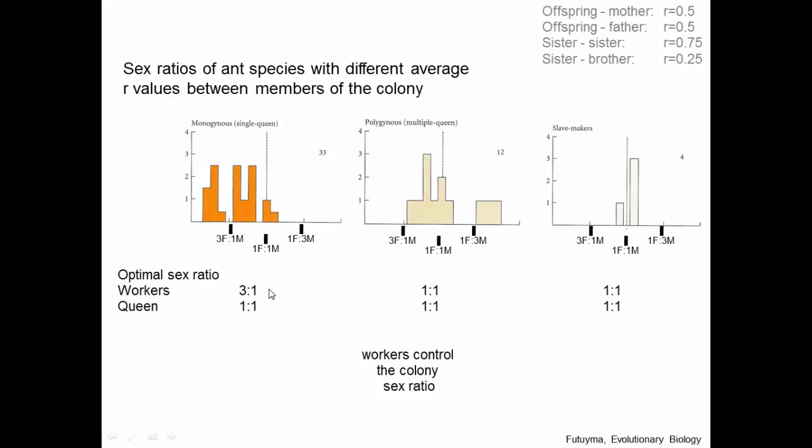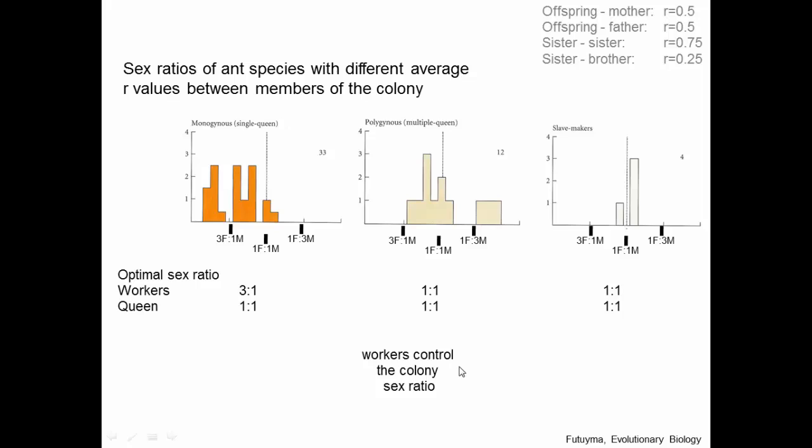In the situation in which the worker's fitness is optimized by a 3-to-1 ratio, you see a 3-to-1 ratio, even though the queen's fitness is optimized by 1-to-1. It's only when the worker's sex ratio is 1-to-1 for the optimum ratio that you see hives with 1-to-1. This is interesting to think about.